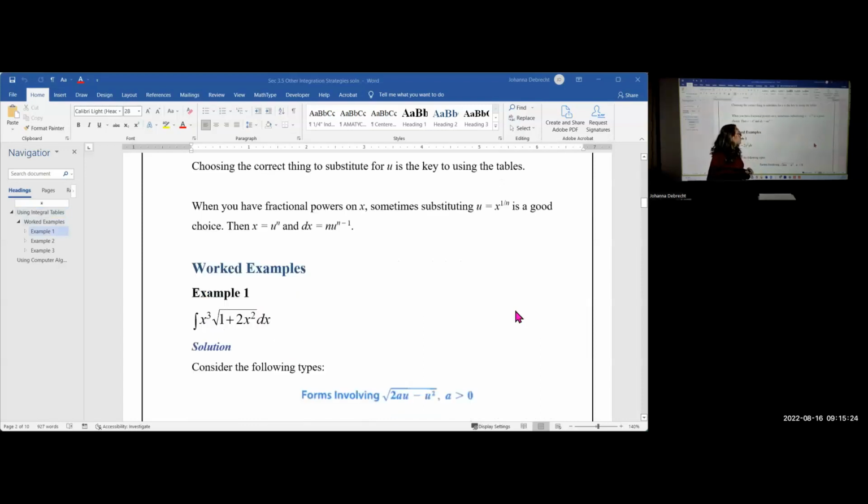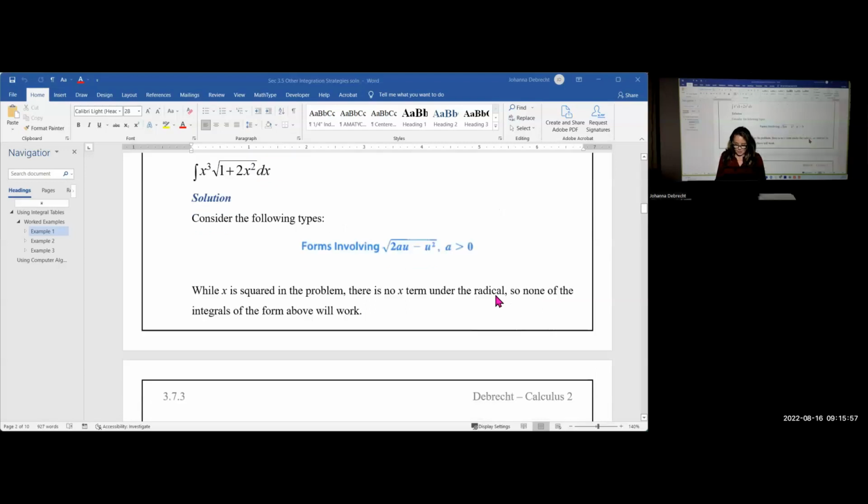One other thing that you might keep in mind is that occasionally, if you have a fractional power on x, sometimes substituting u equals x to the 1 over n is a good choice. Then you can say that x is u to the n, and then you can take the derivative of both sides, and you can use the power rule, right? So when we're looking at this, this is one thing to keep in mind. Now, I will go through 3 examples here of how to work with an integral table.